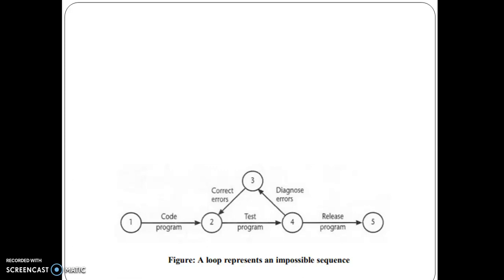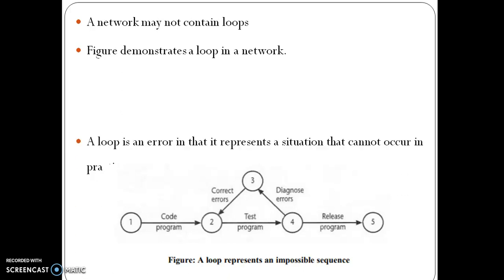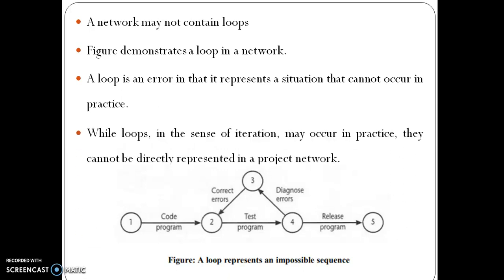The loop represents an impossible sequence. The network may not contain loops. The figure demonstrates a loop in a network. A loop is an error in that it represents a situation that cannot occur in practice. While loops in the sense of iteration may occur in practice, they cannot be directly represented in a project network.